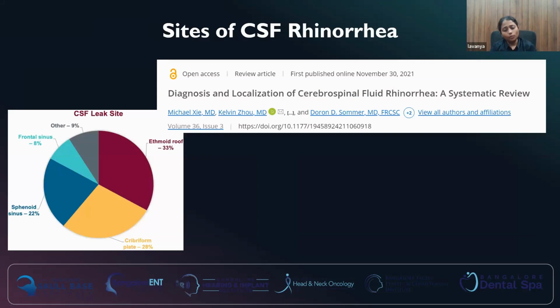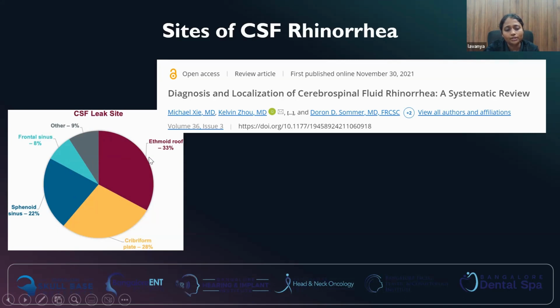One of the more important aspects is to know where the CSF rhinorrhea is occurring from. According to a recent systematic review paper about the diagnosis and localization of cerebrospinal fluid rhinorrhea, the majority of the sinonasal leaks are from the ethmoid roof. The next most common is the cribriform plate. The sphenoid sinus and frontal sinus form a minority, and other areas are very small in number. They form less than 9% of the cases recorded.